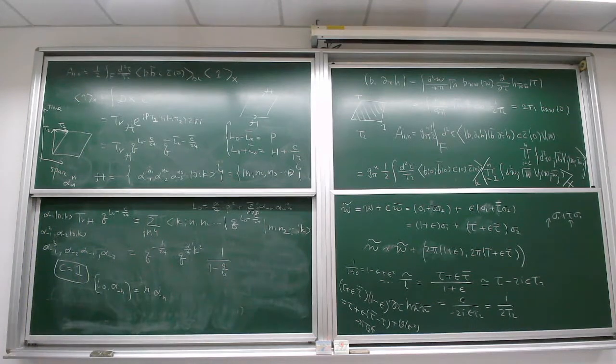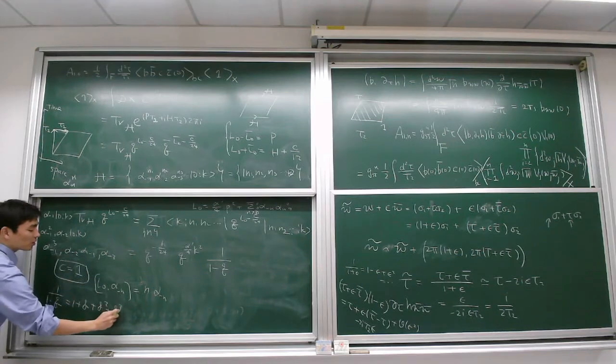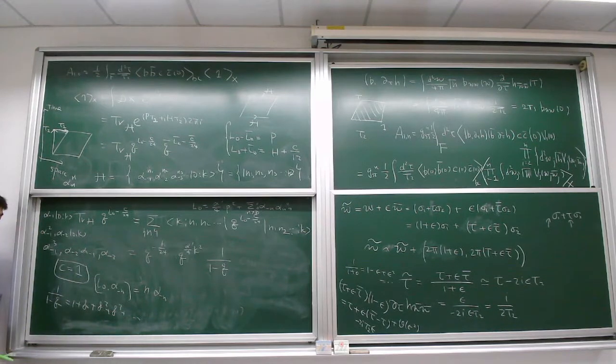Do you understand? The contribution from alpha minus 1 to some power will give you a 1 over 1 minus q contribution. Do you see that? Hopefully you see that. 1 over 1 minus q is equal to 1 plus q plus q squared plus q cubed and so on. A geometric series. The vacuum corresponds to 1, alpha minus 1 corresponds to this term, alpha minus 1 squared corresponds to this term, and so on.